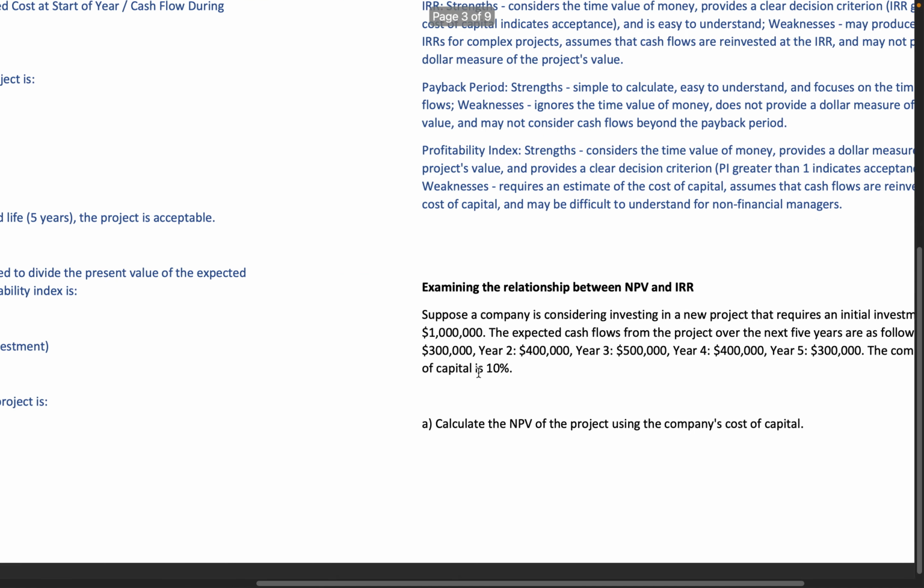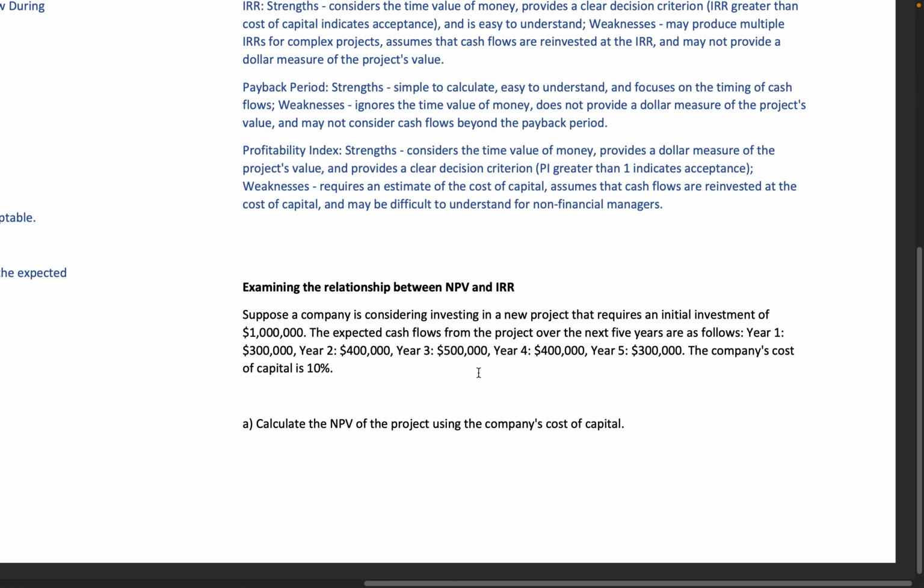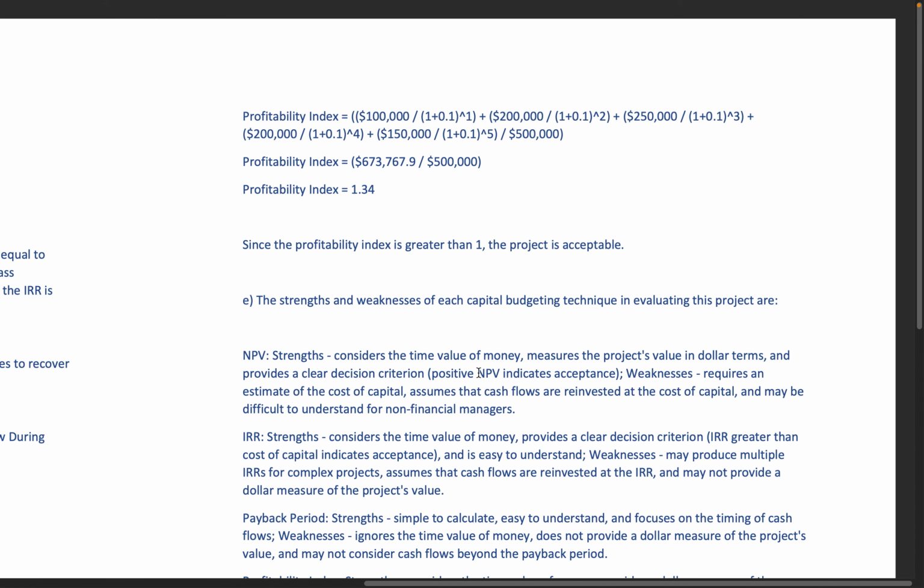So looking at this, let's just go across here and up. Okay, so our profitability index is all of those cash flows brought back to present value terms as you'd expect in the normal way we do it. Okay, which is 673,767.9 divided by the 500,000. Okay, and that gives us a profitability index value of 1.34. Now, because it's greater than 1, the project is acceptable.